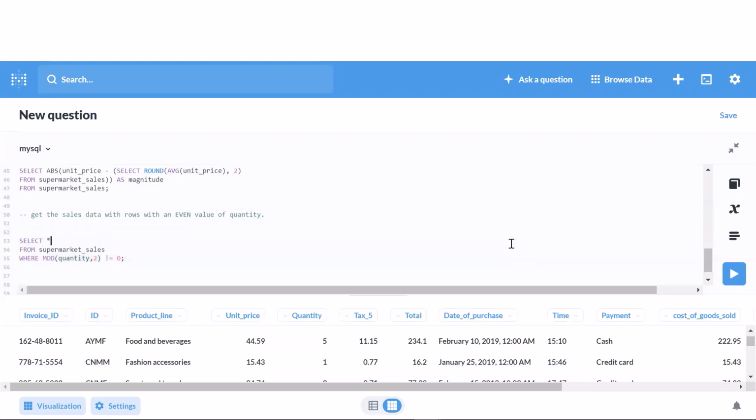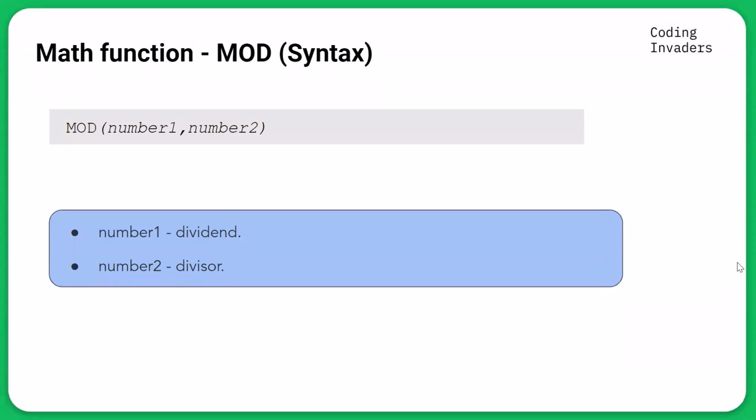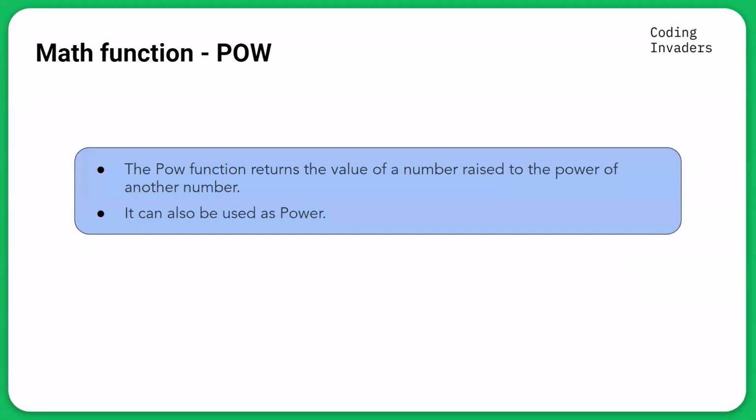Now let us see the syntax of mod. As we have seen, mod takes 2 arguments. The first is the number 1, that is the dividend. The second is the divisor, from which you want to divide number 1. The next math function is power, which can also be written as POW, also POWER. The power function returns the value of a number raised to a power of another number.